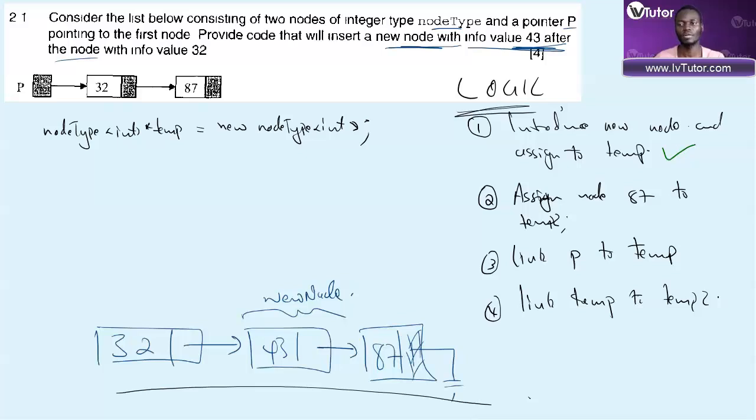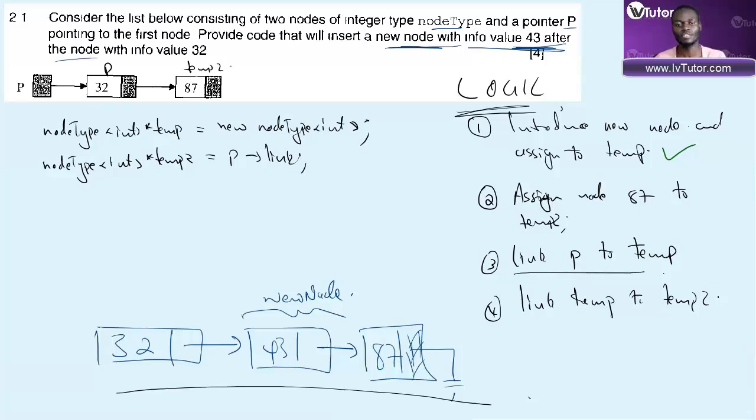Second step is now assign node 87 to temp. So I can say, well, let's make another node type of type int. Let's call this one temp 2 equals, what is 87? It's p.link, right? So it equals p.link, which means our temp 2 is now here. And we've got our temp node sitting there, right? Now, step number 3, link P to temp.